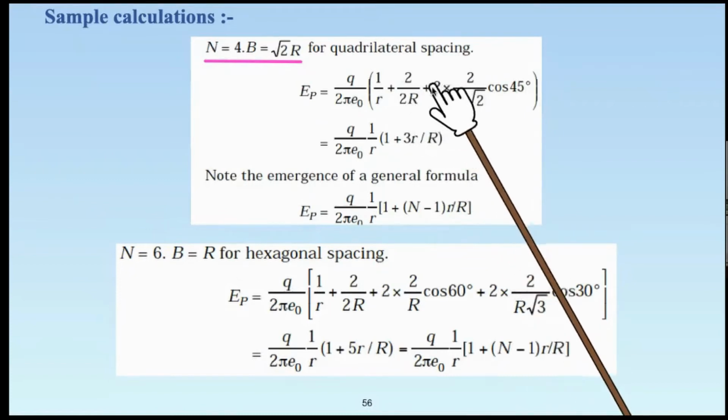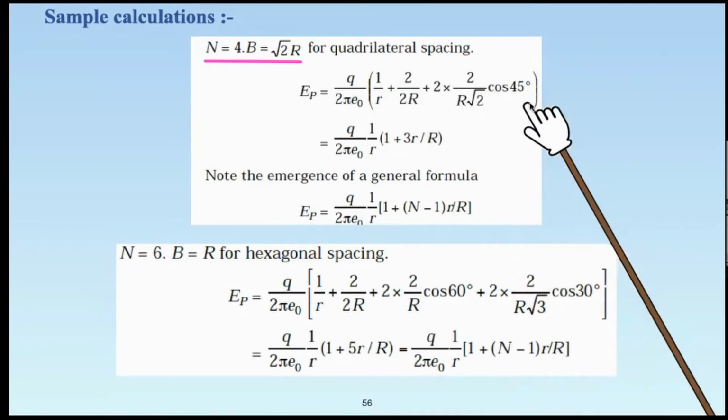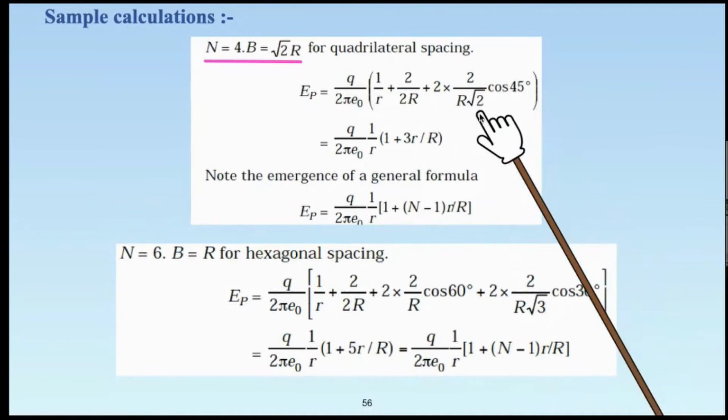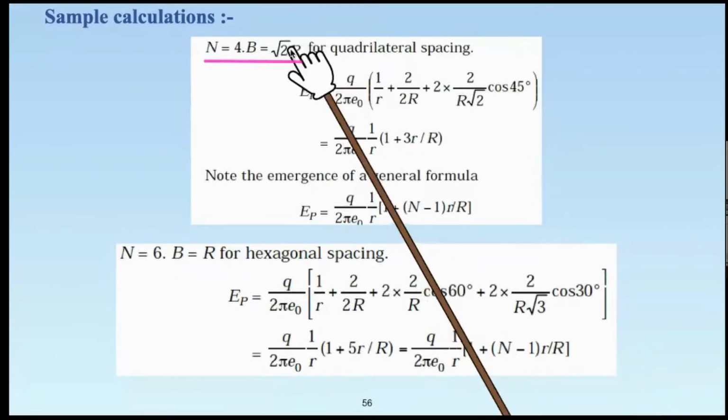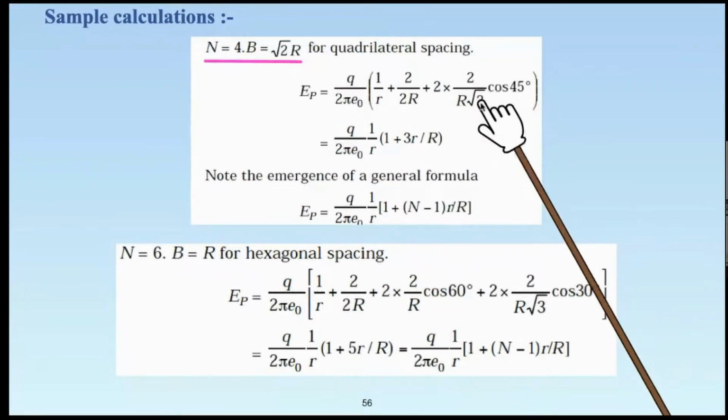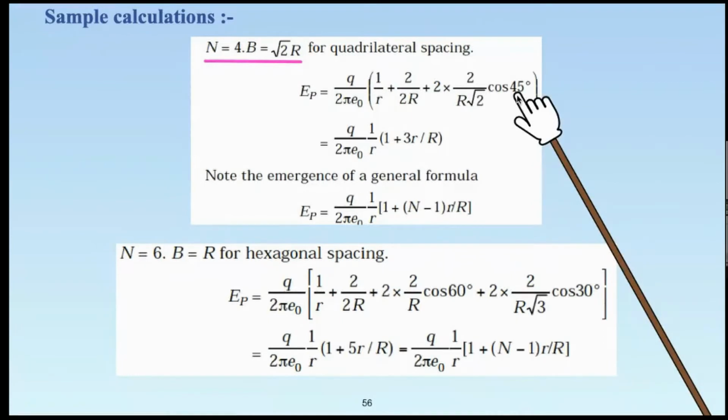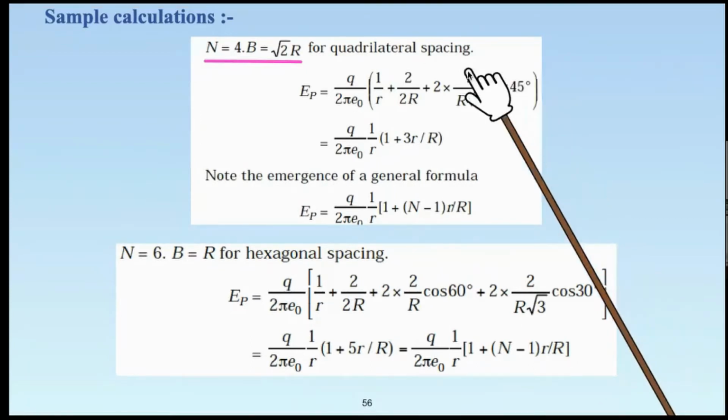And then plus 2 conductors are at the side, which are at an angle of 45 degrees with respect to the surface of the bottom conductor. So 2 by r root 2, okay, r root 2 means b, actually 2 by b, it is r root 2, and then cos 45. If you substitute the value of cos 45 and simplify this, 1 by root 2, then this will become root 2.